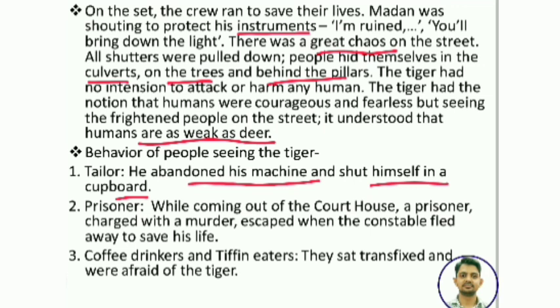Next, coffee drinkers and tiffin eaters. In a restaurant, the tiger came and sat near a house. What happened? These people, those who were drinking coffee, those who were eating tiffin, were so afraid that they were transfixed, meaning they sat at one place without any movement and they were not eating. They were afraid of the tiger. They were quiet, just sat at one place. The tiger did nothing. The tiger was just sitting there.